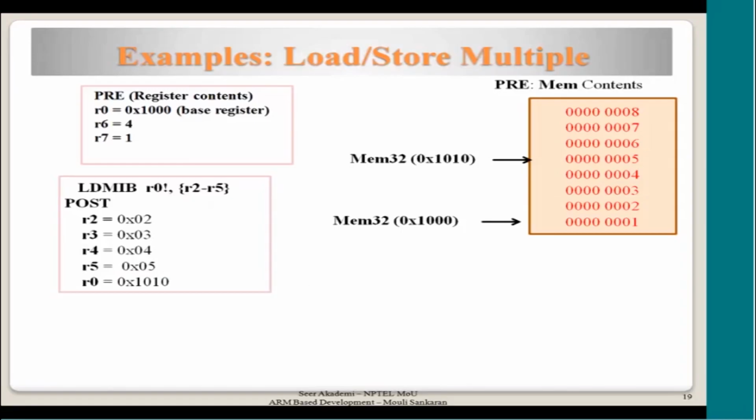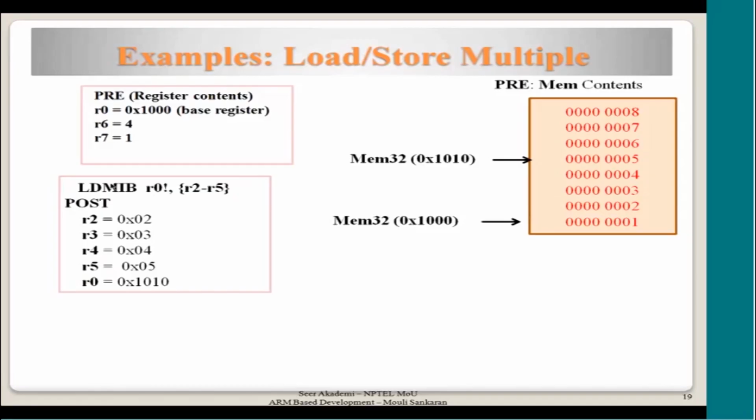Now I am giving you another instruction. I want you to just stay and look at this and tell me what happens. By now you should have realized IB means increment before. That means we want R0 to be incremented before any transfer is done. So wherever R0 is pointing, at 1000, it is incremented. Please remember, any increment or decrement is always 4. What transfer are we doing?